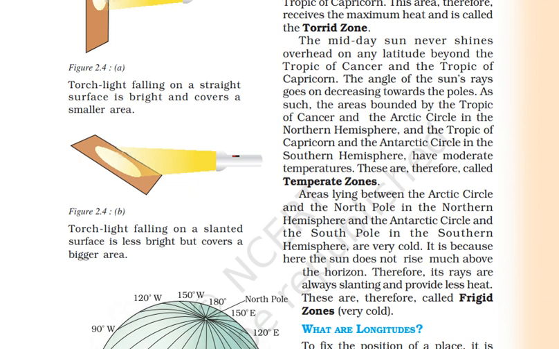The angle of the sun's rays goes on decreasing towards the poles. As such, the areas bounded by the Tropic of Cancer and the Arctic Circle in the Northern Hemisphere and the Tropic of Capricorn and the Antarctic Circle in the Southern Hemisphere have moderate temperatures. These are therefore called temperate zones.